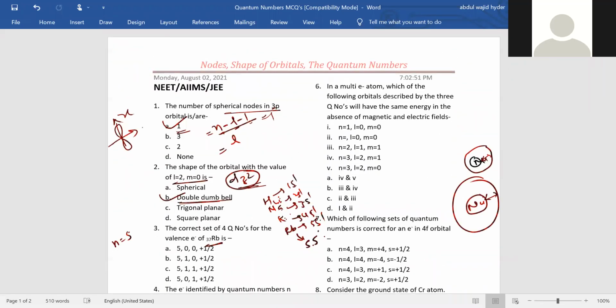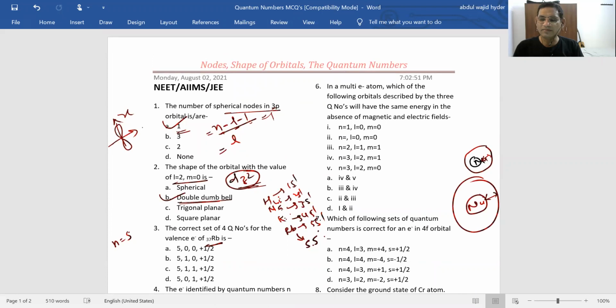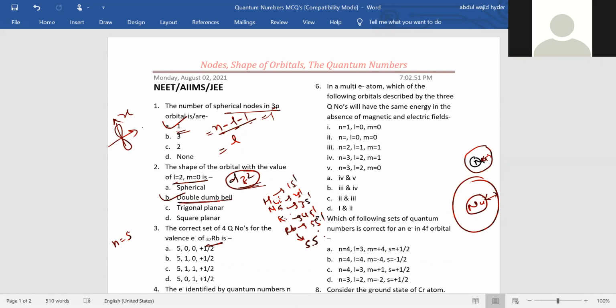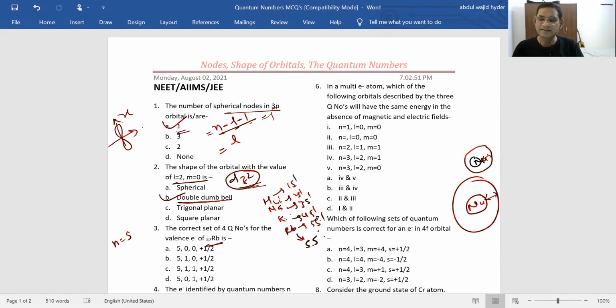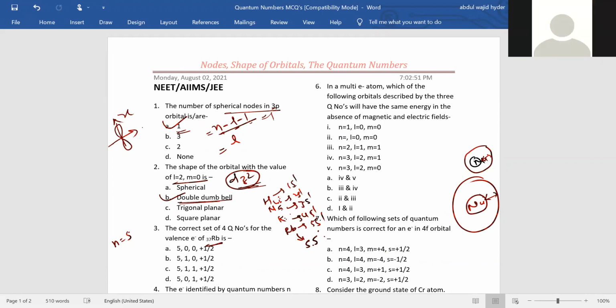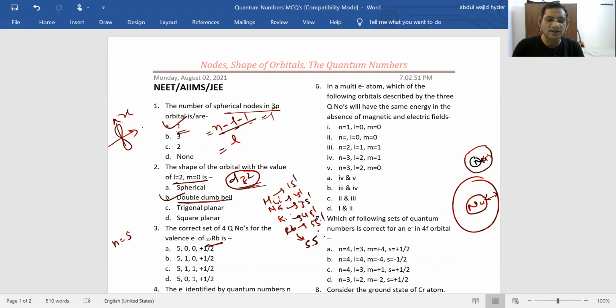In a multi-electron atom, which of the following orbitals described by the three quantum numbers will have the same energy?